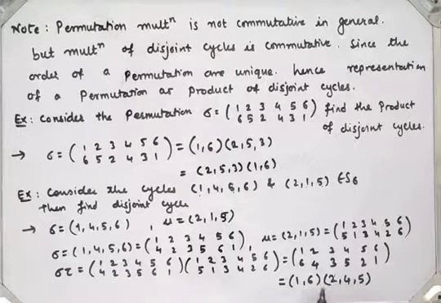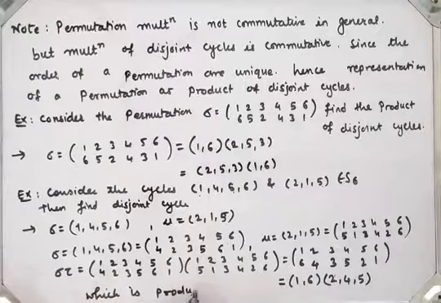There is no common element between these two cycles, so it is a product of disjoint cycles, right?